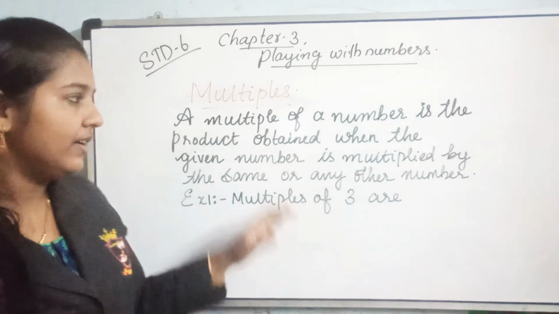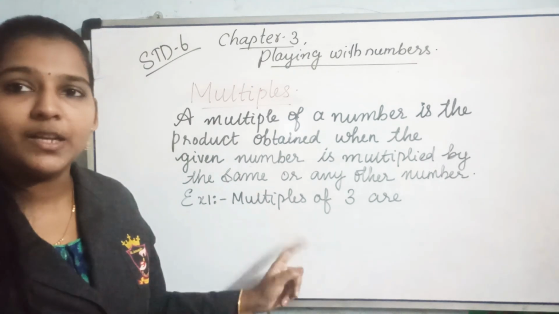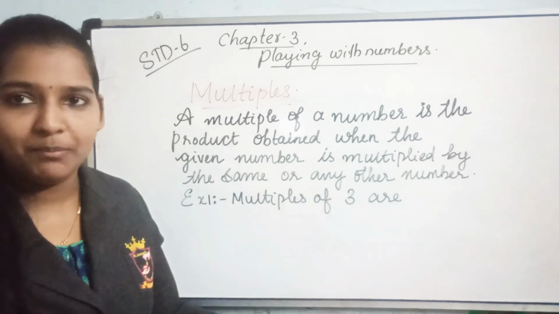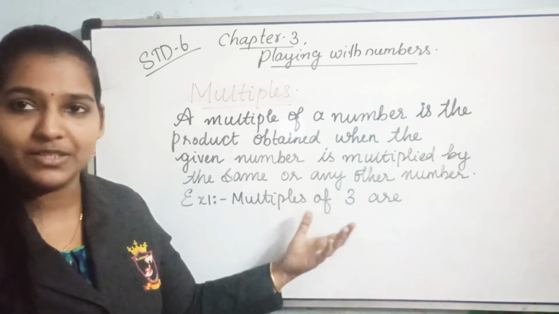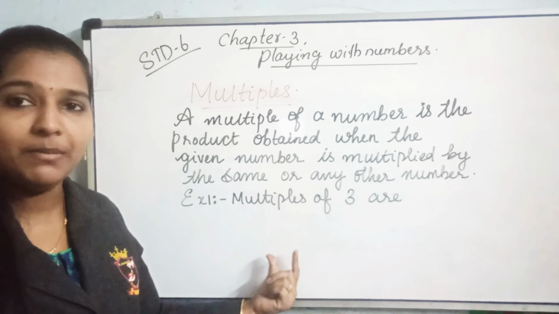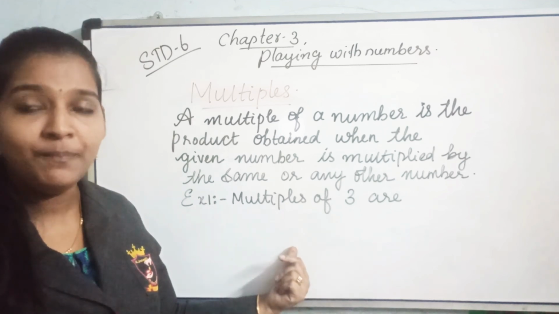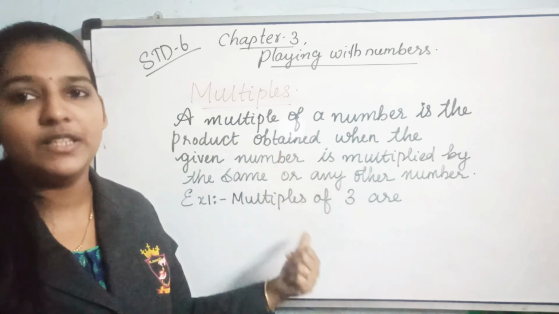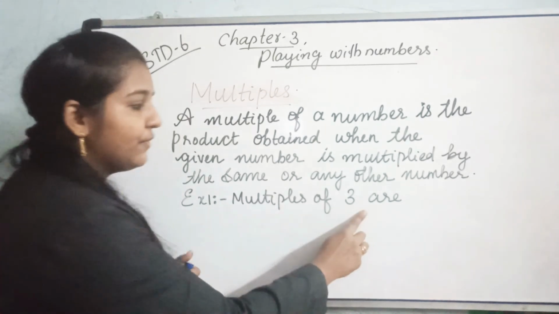Okay, according to this definition, we can say that to get the multiples of 3, we have to multiply 3 with any other number, and if you take 3 itself, that's also right. The same number or any other number you multiply with the given number, that product will be the multiple of this number. For example, multiples of 3.